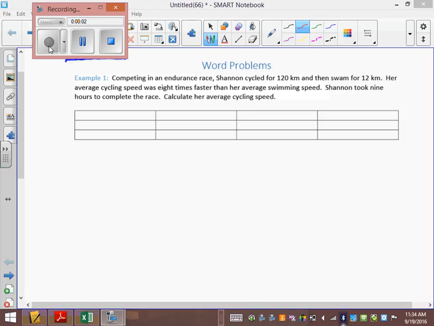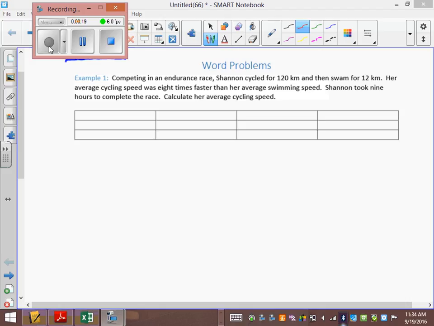Okay. So, competing in an endurance race, Shannon cycled for 120 kilometers and then she swam for 12 kilometers. Her average cycling speed was 8 times faster than her average swimming speed. Shannon took 9 hours to complete the race. Calculate her average cycling speed.